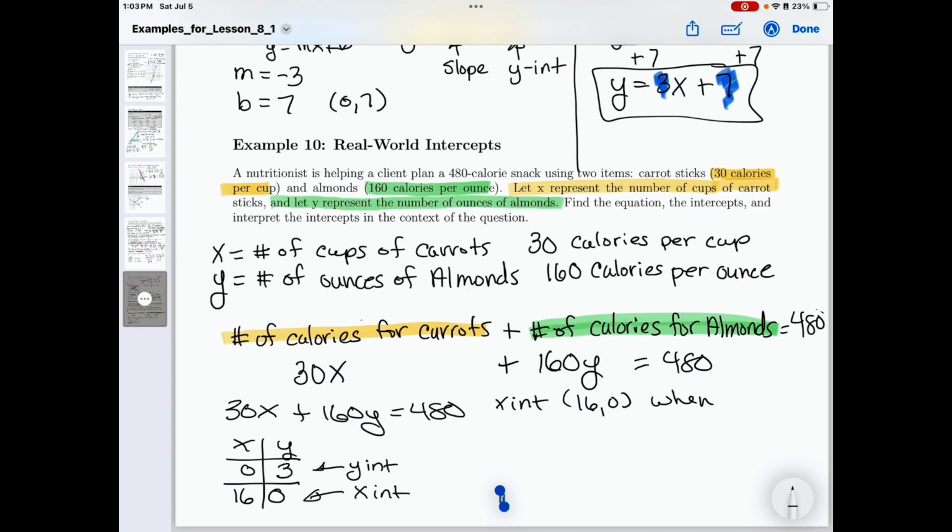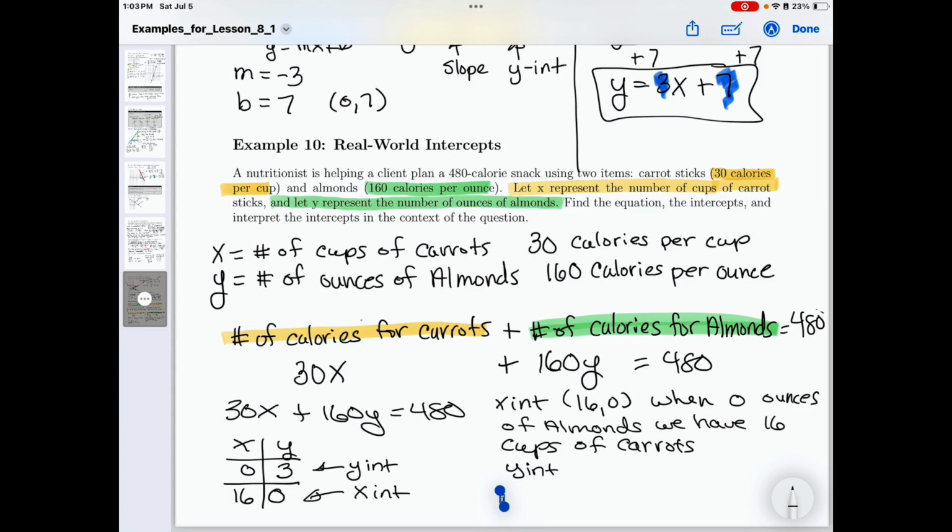That means when we have 0 ounces of almonds, we have 16 cups of carrots to make the total of calories for that snack 480.